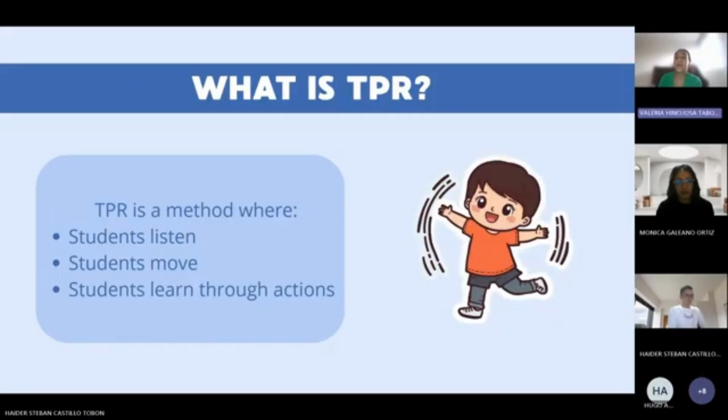Okay, so what is TPR? TPR is a method where students learn English through actions. First, students listen and then they respond with their bodies. So learning happens by doing and not only by speaking. And this is the method that we are using today. Total Physical Response. Next, please.